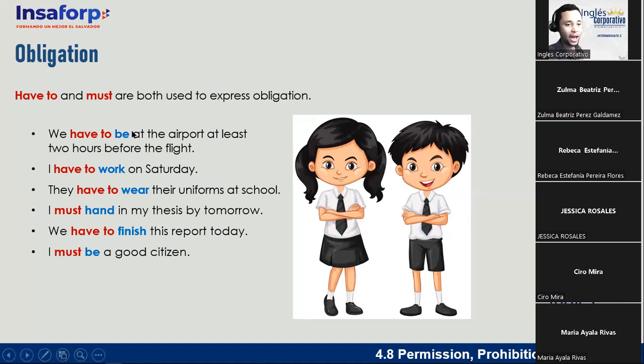Okay? We have to be. This expresses necessity and obligation. Si usted no llega 2 horas antes, no creo que lo esperen. Va a tener que pasar por seguridad y todos esos controles y para todo eso se le va a ir el avión. Okay? Entonces ahí le dice, we have to be at the airport at least 2 hours before the flight. This is obligation. Queda en tierra.